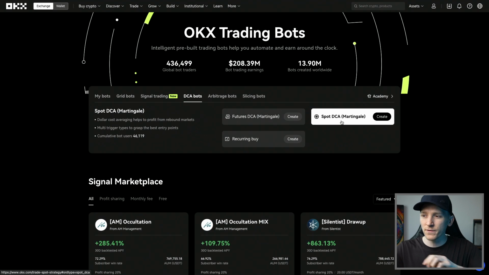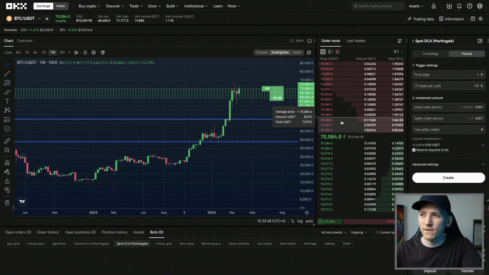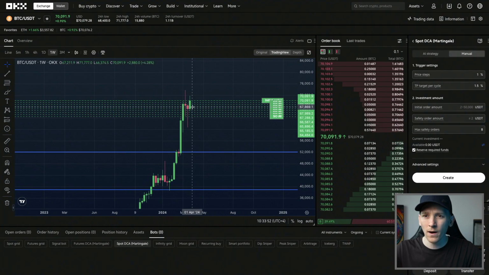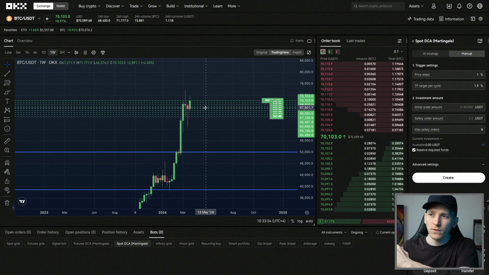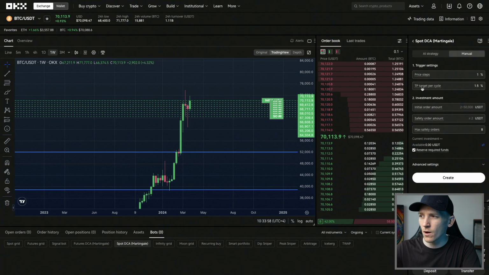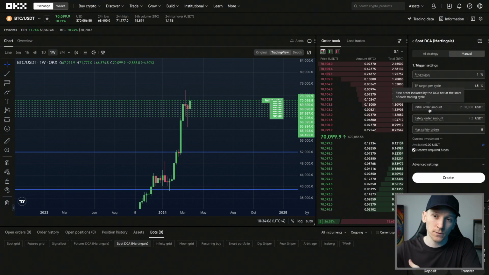But from here, spot DCA. And what you can see is on the chart, you can essentially place your buy and sell orders exactly where you want to take advantage of any potential dips as they come. So we can go ahead and actually implement this strategy and exactly tell the system where we would want to buy, how much we want to buy, and then any potential sale price.